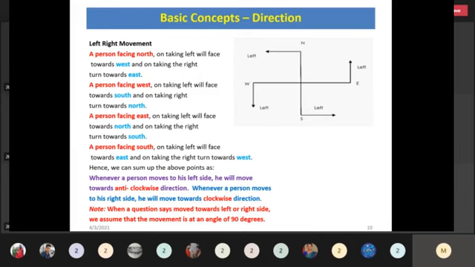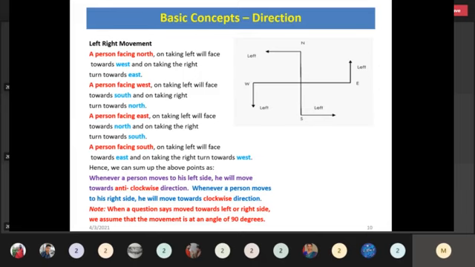Whenever a person moves to his left side, he moves in an anti-clockwise direction. Very important one. Whenever a person moves to his right side, he moves in a clockwise direction. So left means anti-clockwise and right means clockwise. These are all the points we should keep in mind before taking up the problems. If you solve as many problems as possible, all the points will come to mind, so that it will be easy to crack the exams.